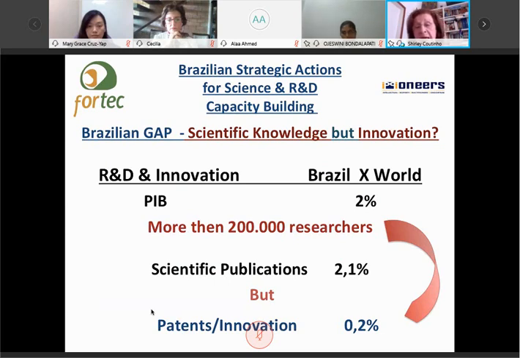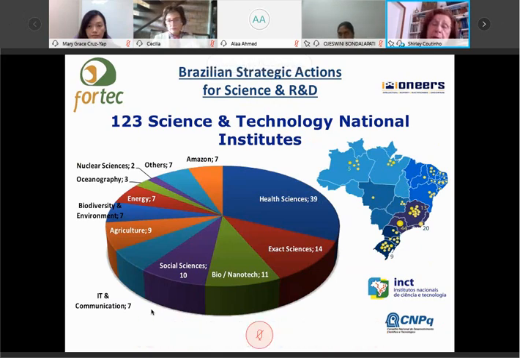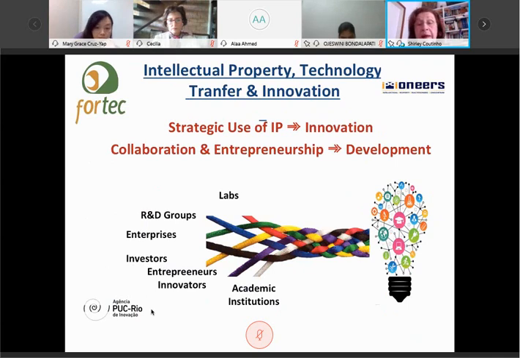So there is a huge gap. Brazil is 13th in published papers, very good science publications, but innovation is very low. One of the actions the government took was to spread technology institutes all over the country that graduate people, but still it's not enough.